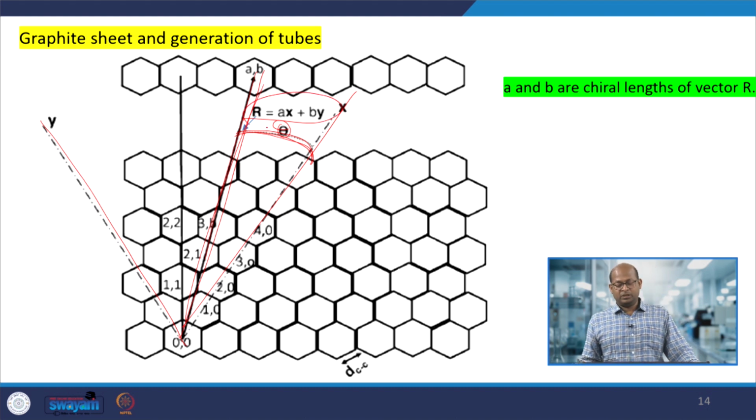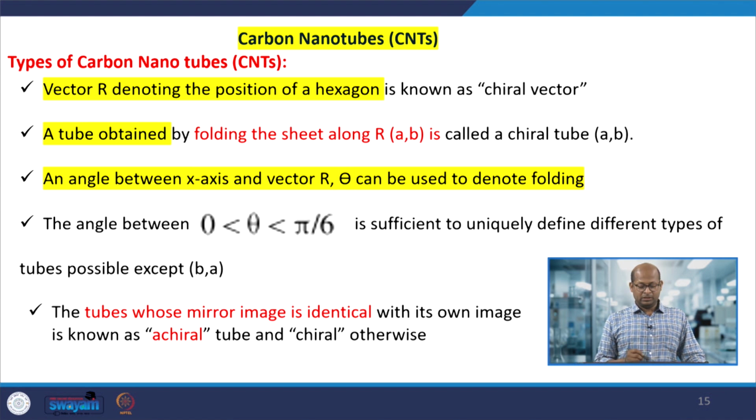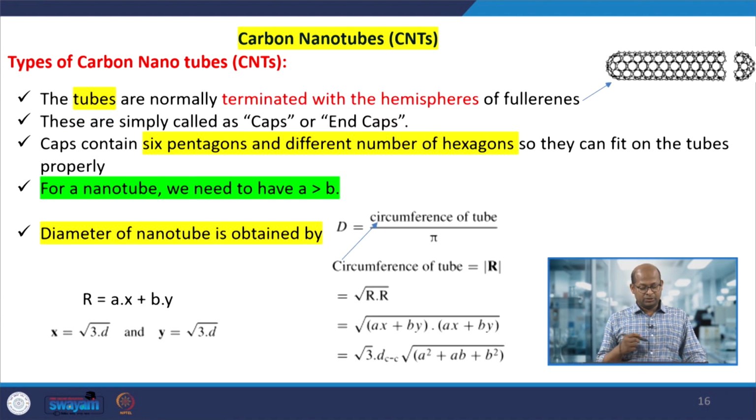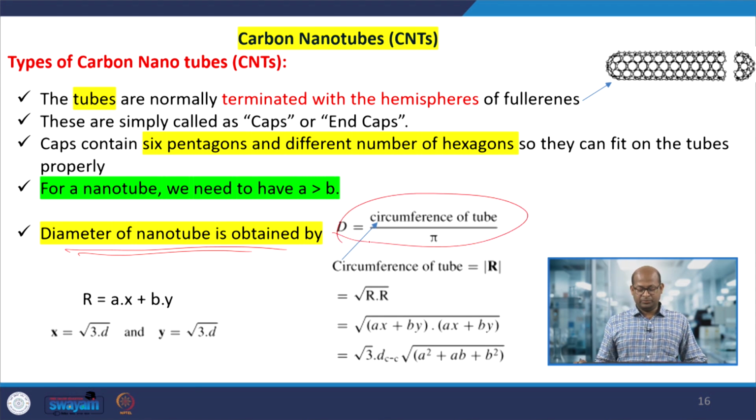AB are the chiral lengths and R is the vector. We can express it this way, and the theta angle varies from 0 to pi by 6. So, for the tube formed, meaning the carbon nanotube, its diameter we can find by using d equals the circumference of the tube divided by pi, where the circumference equals the magnitude of R, mod R.